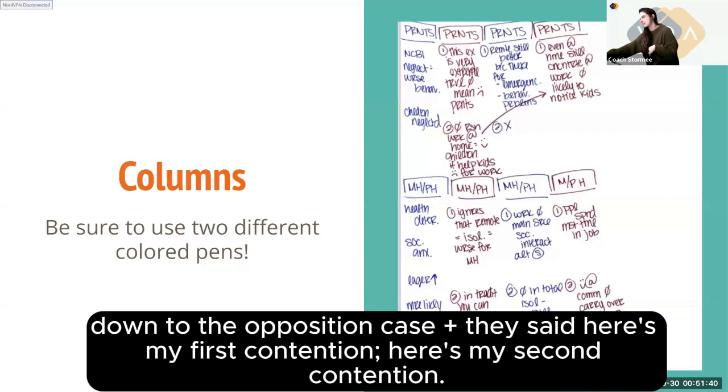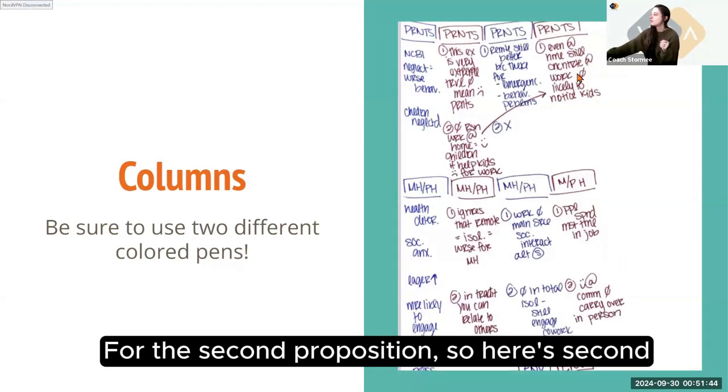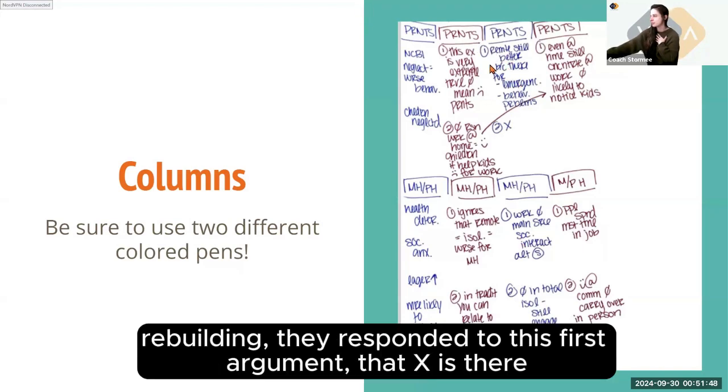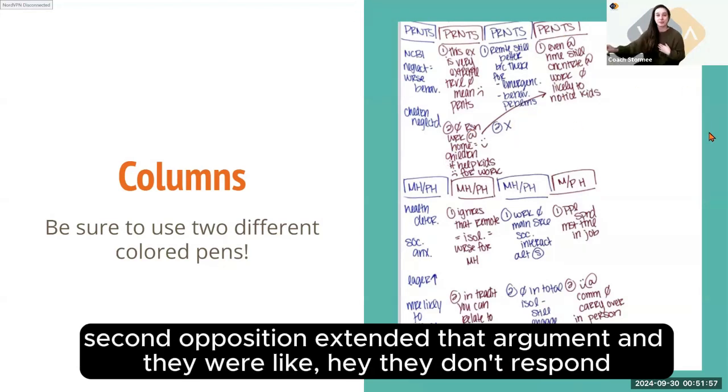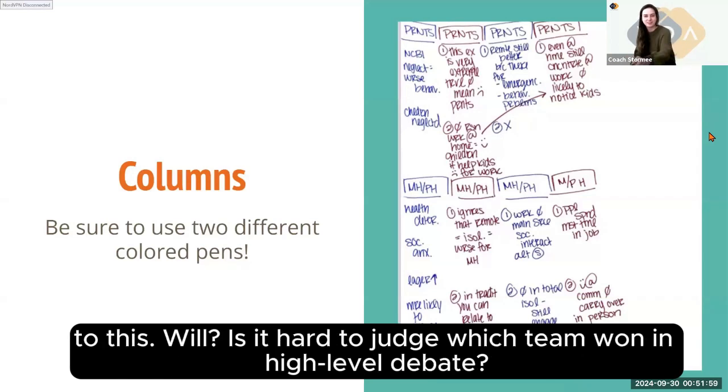And then they went down to the opposition case and they said, here's my first contention. Here's my second contention. For the second proposition, right? So here's the second proposition, rebuilding. They responded to this first argument. That X is there because they failed to respond to that second argument. And then you can see the second opposition extended that second argument and they were like, hey, they don't respond to this.